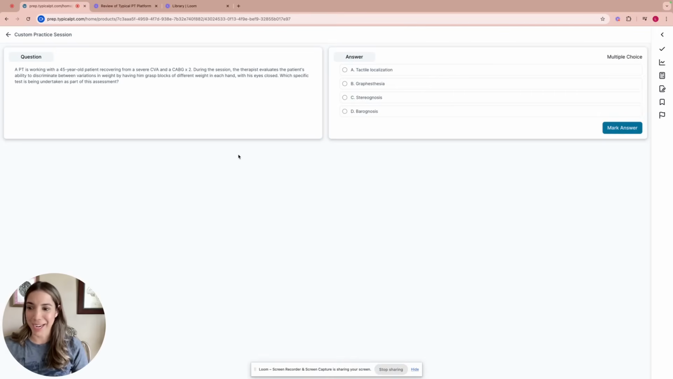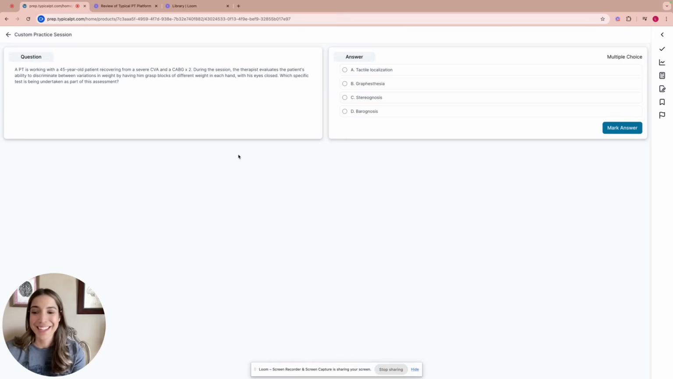Okay, back to the brain. A PT is working with a 45-year-old patient recovering from a severe stroke and a CABG, so coronary artery bypass graft, times two. During the session, the therapist evaluates the patient's ability to discriminate between variations in weight by having him grasp blocks of different weights in each hand. All right. Which specific test is being undertaken as part of this assessment?